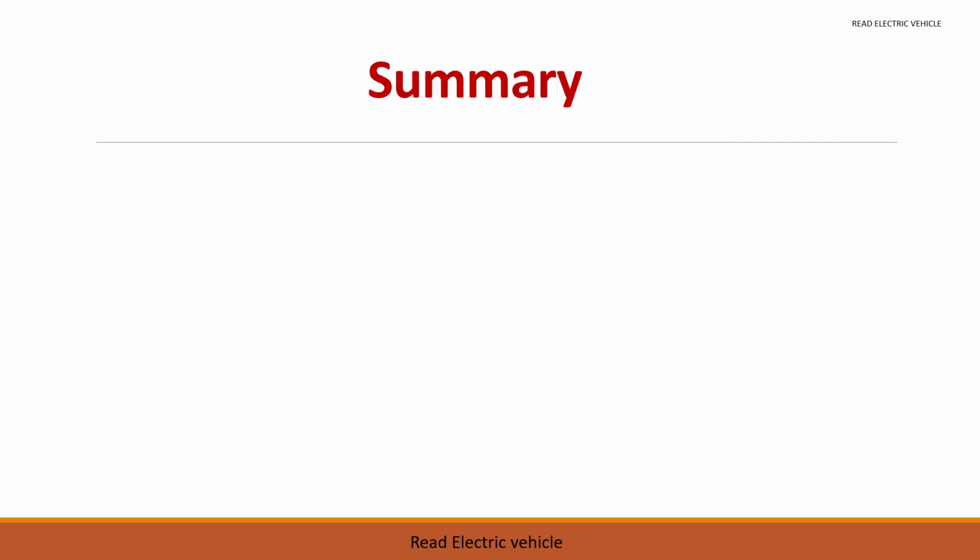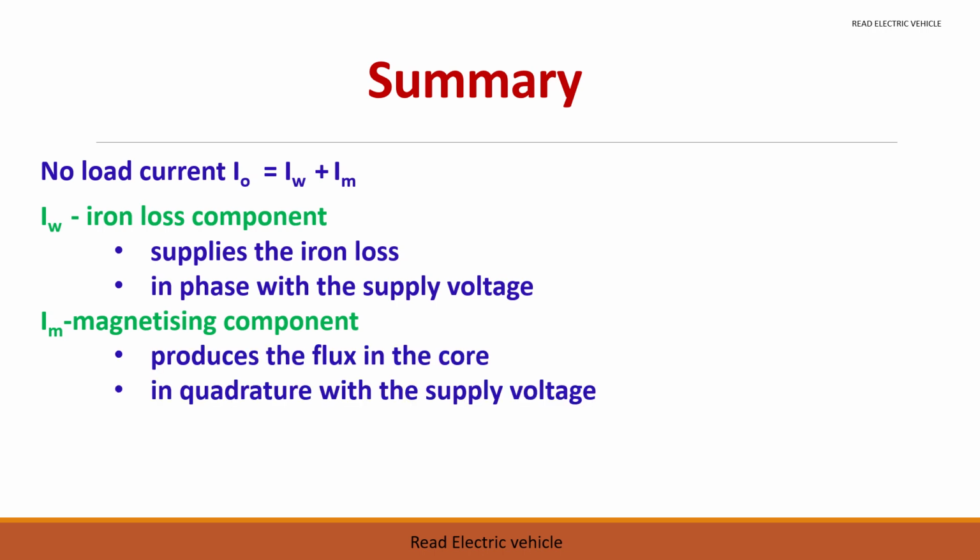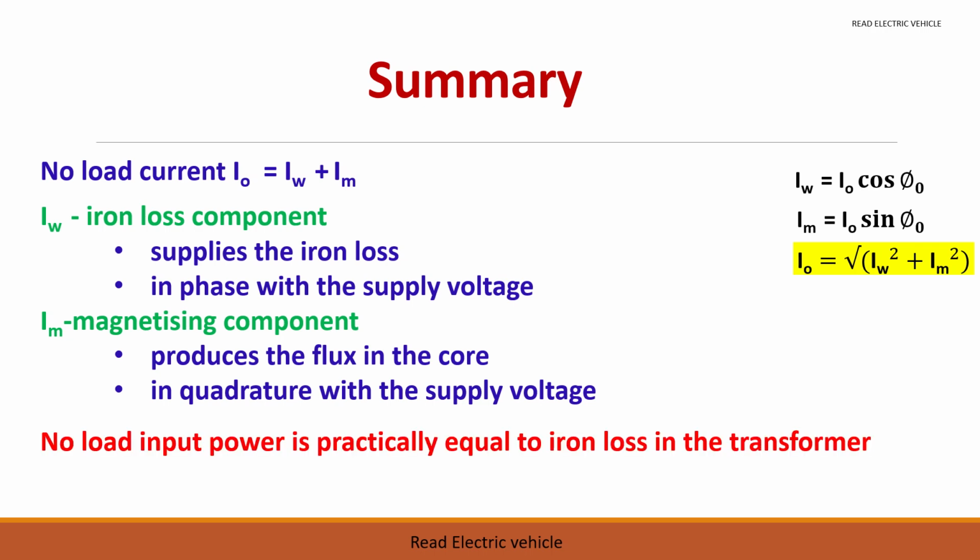Let us summarize what we have seen. No load current is given by IW plus IM, that is, the no load current has two components. An iron loss component, which supplies the iron loss, and it will be in phase with the supply voltage. IM is the magnetizing component, which will produce the flux in the core, and it will be 90 degrees lagging the supply voltage. So these are the formulas. I0 is the resultant of IW and IM. The no load power is practically equal to the iron loss in the transformer.